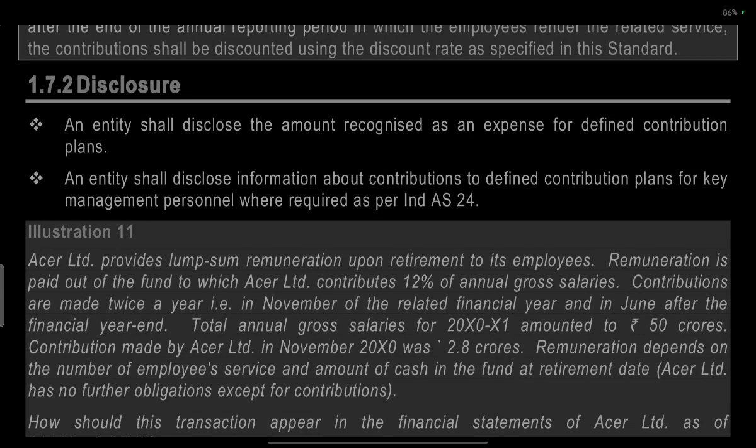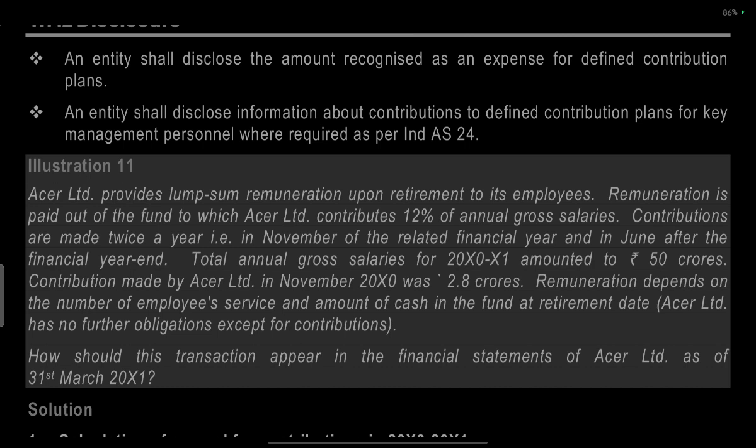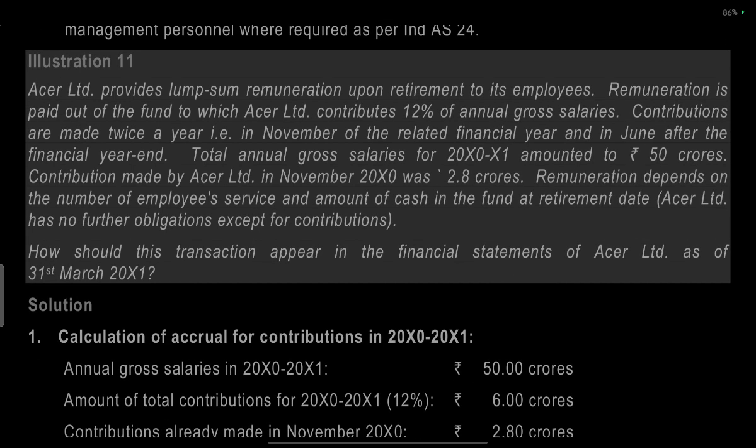Disclosure. The entity shall disclose the amount recognized as an expense for defined contribution plans. The entity shall disclose the information about contributions to defined contribution plans for key management personnel where required under Ind AS 24.